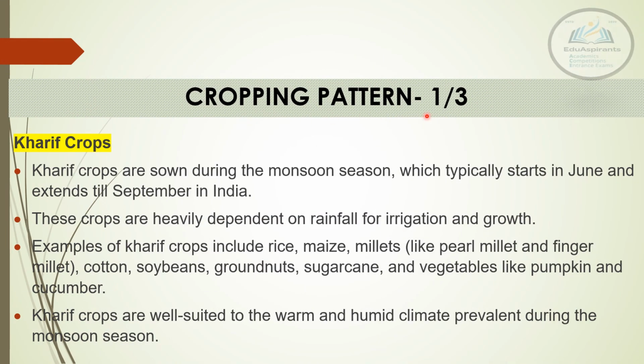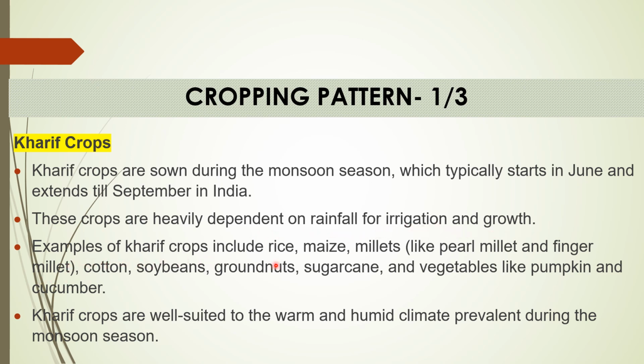Cropping pattern, part 1 of 3. Kharif crops. Kharif crops are sown during the monsoon season, which typically starts in June and extends till September in India. These crops are heavily dependent on rainfall for irrigation and growth.